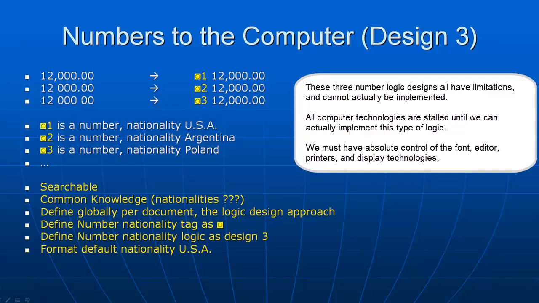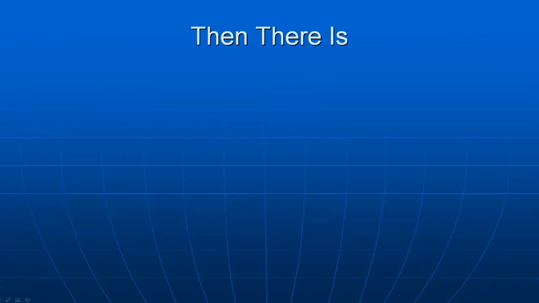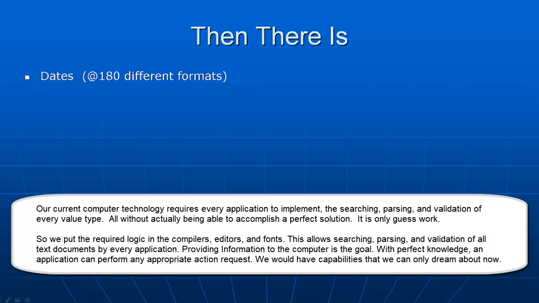I'm using design 3, so it knows to look for that was just numbers. Then we look at other things that we have to account for. We have dates, and we have about 180 different date formats. The names of the months, the format, is it day, month, year, or year, month, day, and case-sensitive text. So here, these are not searchable. You have to either lowercase them all or uppercase them or do something to do case-sensitive searches and parsing.